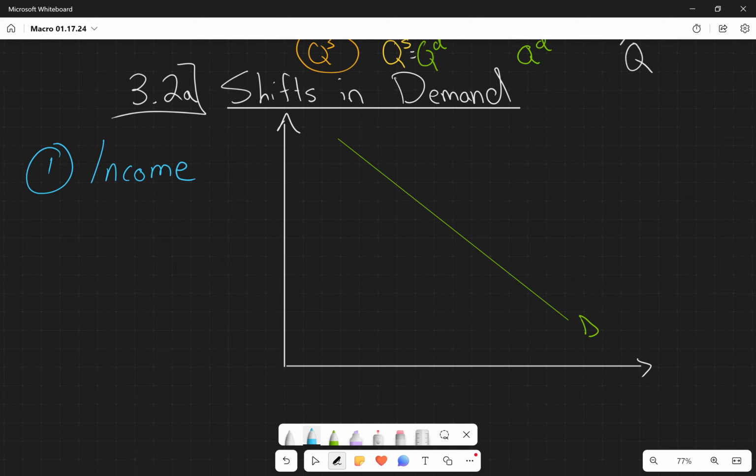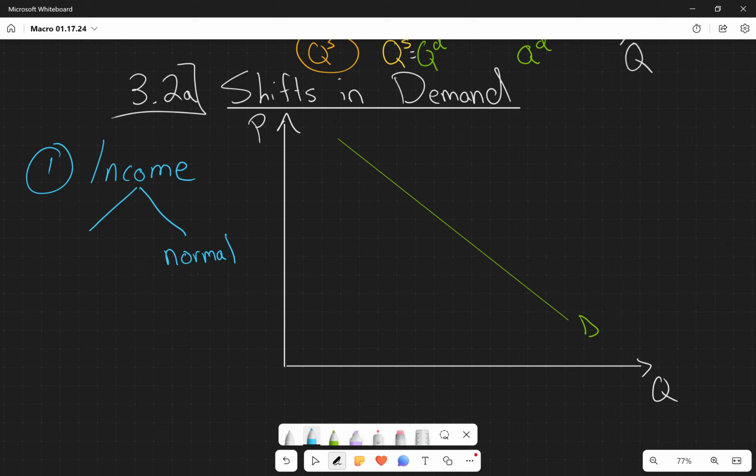And when we're talking about income, we actually have to further separate this into two different types of goods. So the first type of good is a good that we are all used to buying. That's why it's called a normal good. So this type of good is really most items that we buy: consumer electronics, clothing, most types of food, rent, insurance, cell phones, streaming services, everything like that.